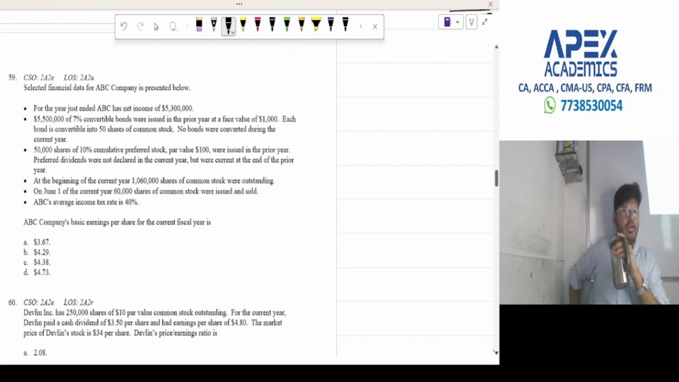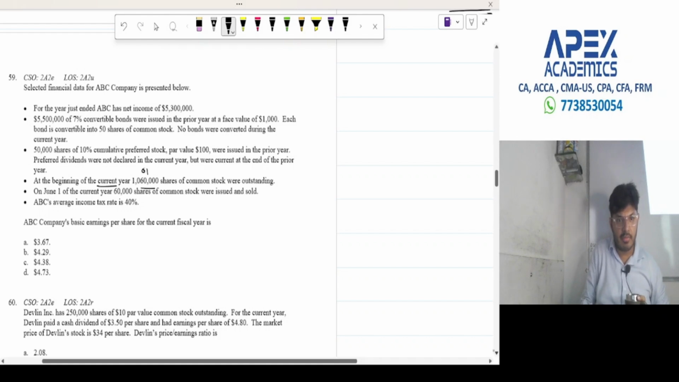Preference dividend is not declared but current at the end of the prior year. That means they were not declared but are payable because they are cumulative, so it is going to be payable as far as the company is concerned. At the beginning of the current year, 10,60,000 shares of common stock are outstanding. On June 1 of the current year, 60,000 shares are issued and sold.